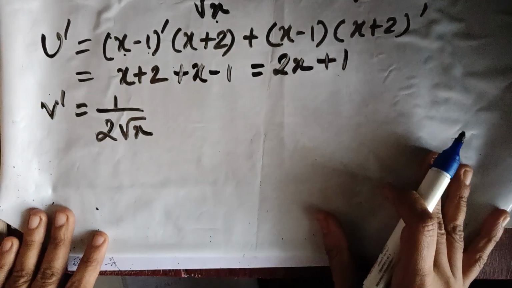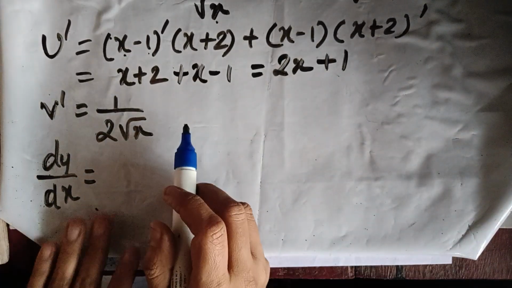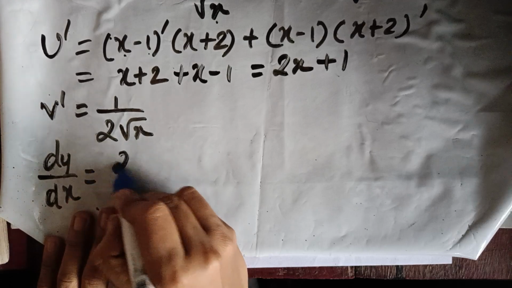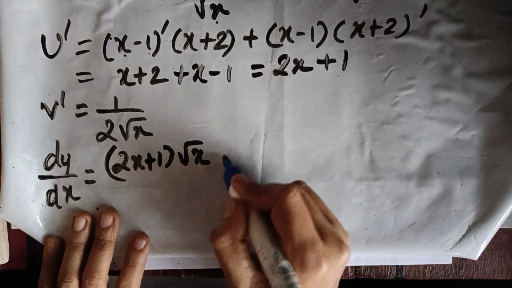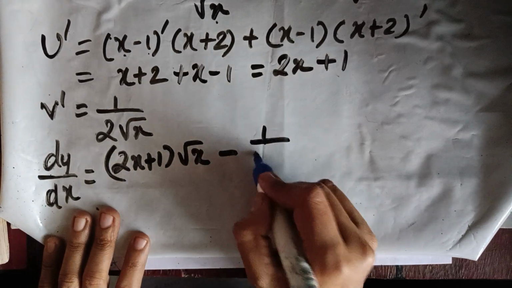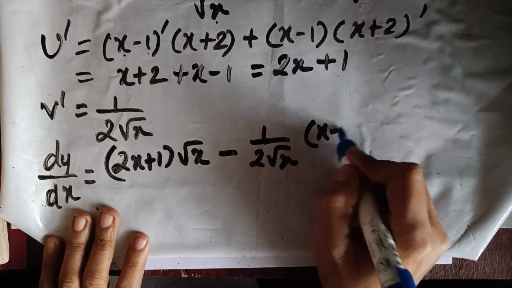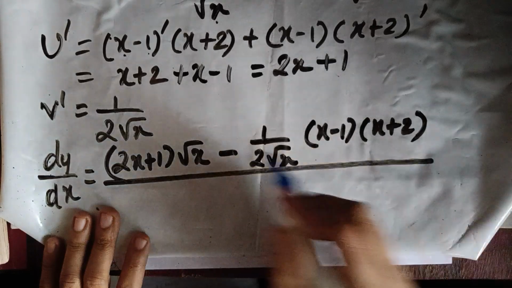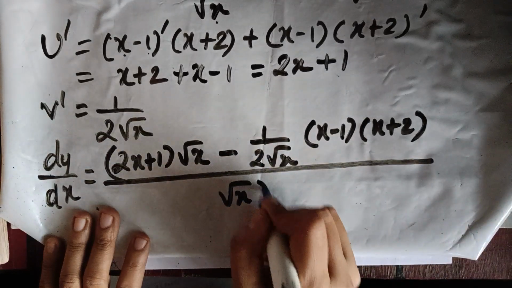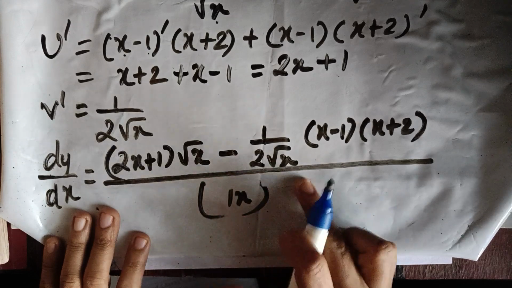Okay. Let's write the derivative dy by dx, u by v. So u dash into v minus v dash into u upon v square. So square and root gets cancelled, you will get only x.